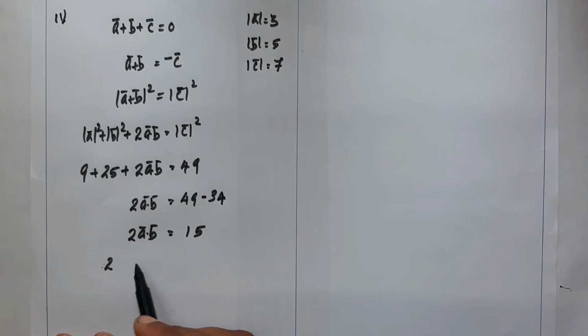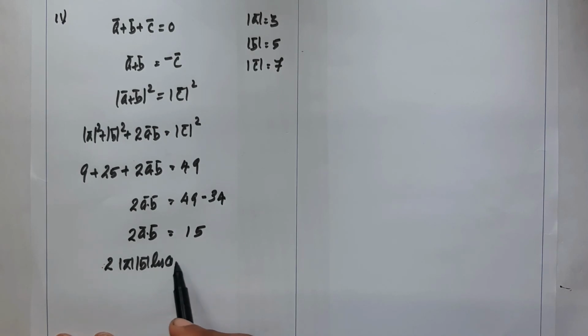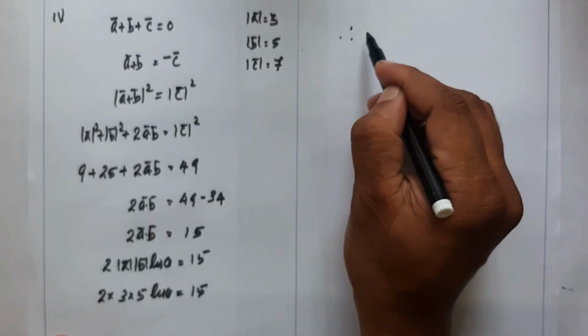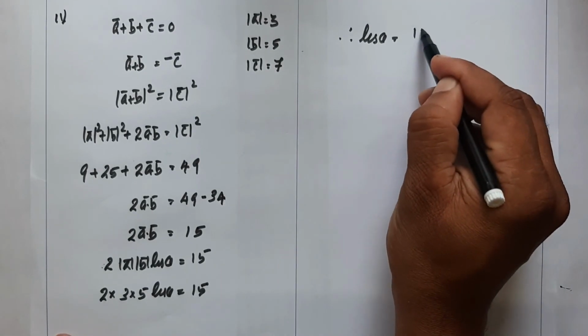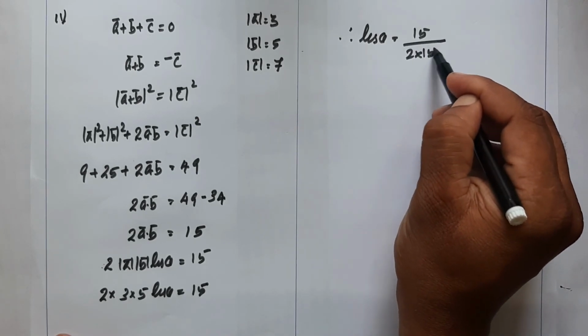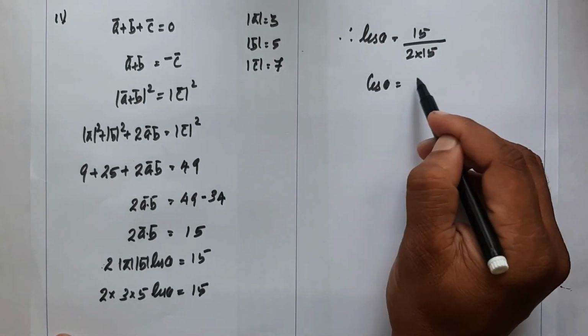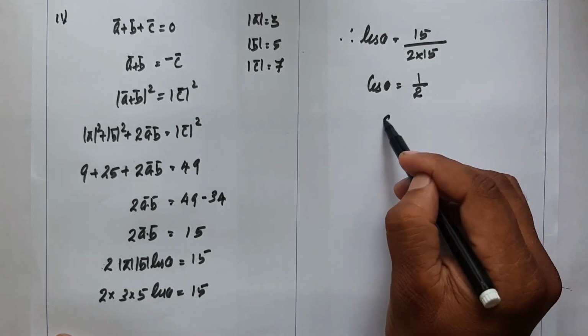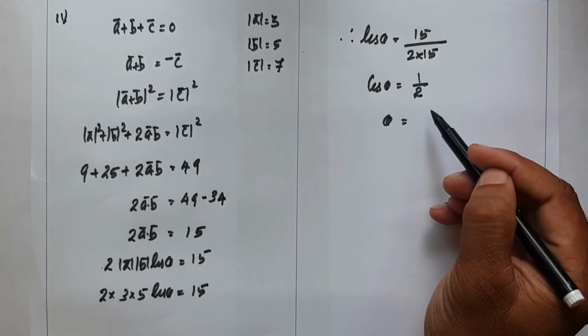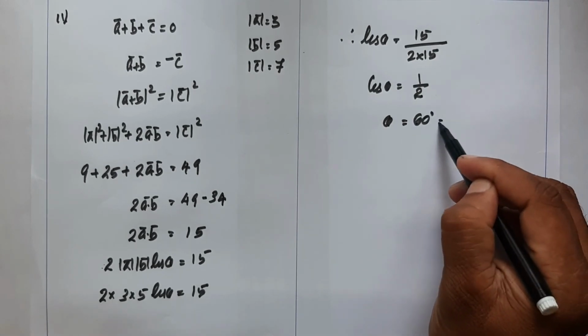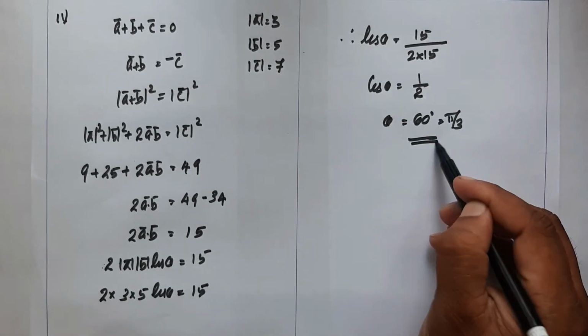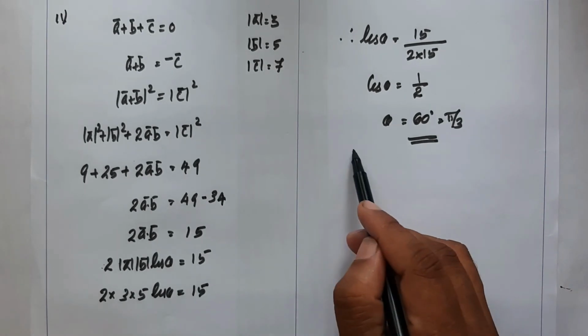Now we use the formula for a dot b: mod a into mod b into cos of the angle theta between them is equal to 15. Thus 2 into mod a, which is 3, into mod b, which is 5, into cos theta is equal to 15, and therefore cos theta is equal to 15 divided by 2 into 15, that is cos theta is equal to 1 by 2, and therefore theta is equal to 60 degrees, that is pi by 3. Therefore the angle between vector a and vector b is pi by 3.